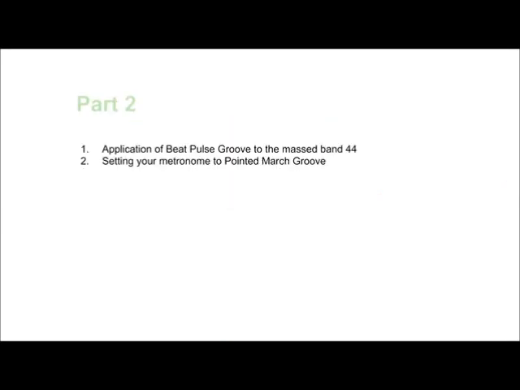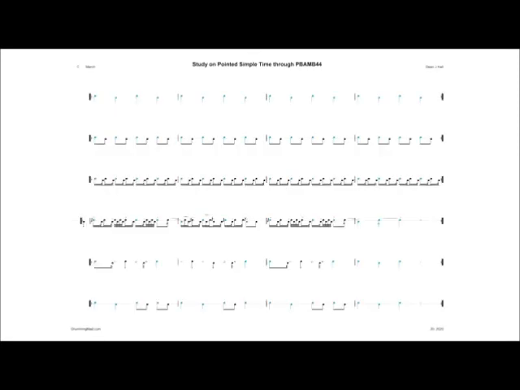Okay, so part 2, let's move on. The application of the beat, pulse and groove to the mass band 4/4, setting your metronome to the pointed march groove. Okay, so let's go ahead and look at that. The first score we're going to have a look at is a 6-line representation of time. The first 3 lines are beat, pulse and groove, and all of the beats on this page are labeled in with a blue color.